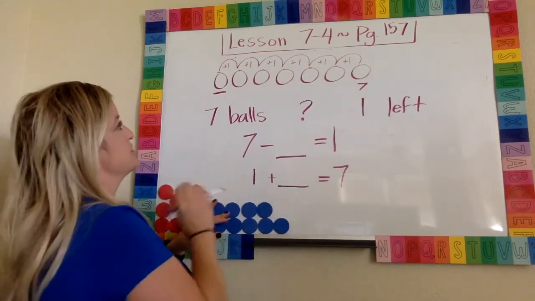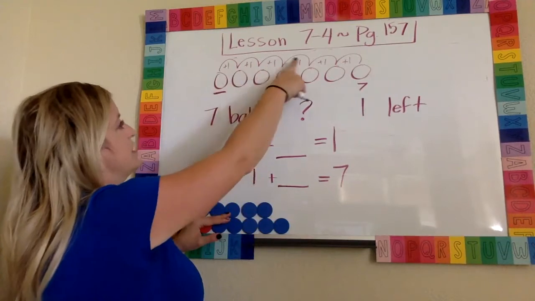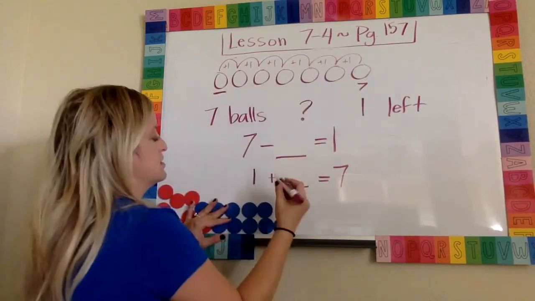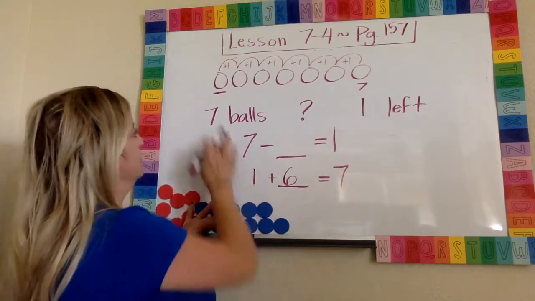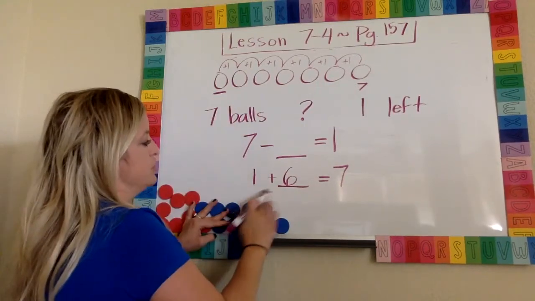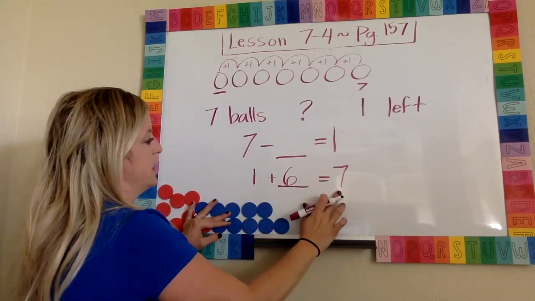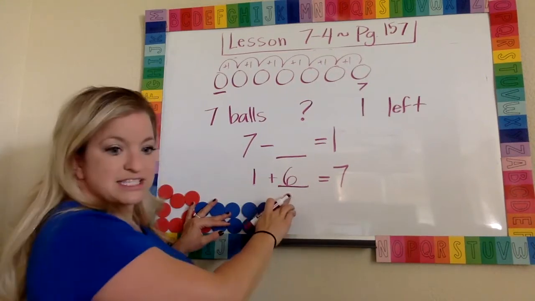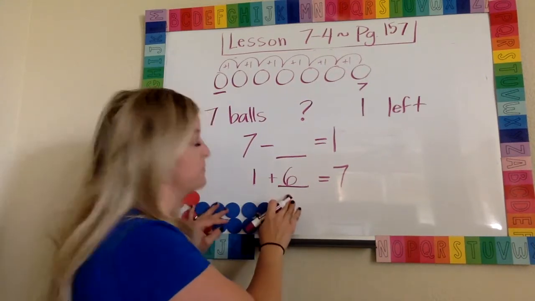Now I count how many jumps I had. 1, 2, 3, 4, 5, 6. So now if I start out at 1 ball and I jump 6 more jumps, I get to 7. So now I know 6 balls roll away.